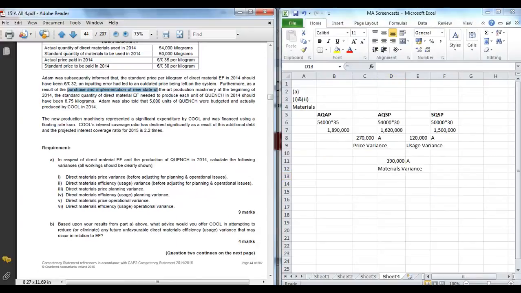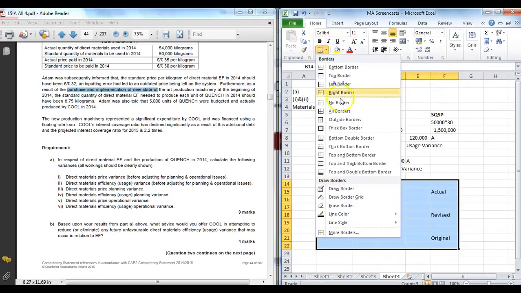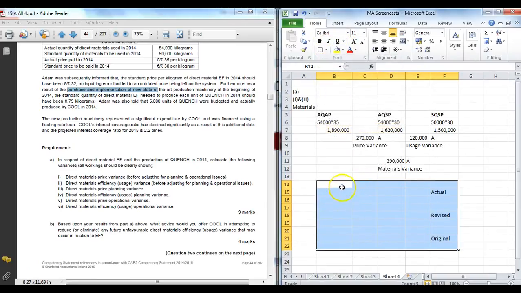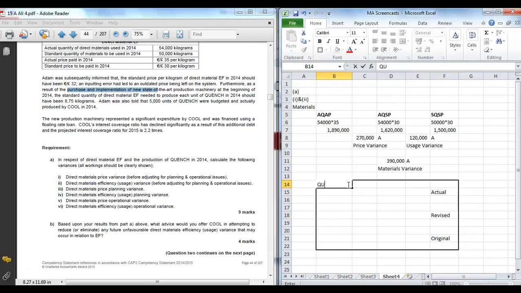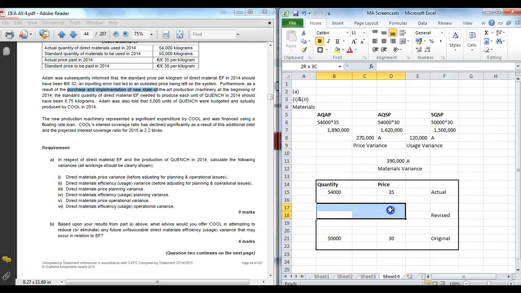So if we go back to the question, we'll try and come up with what was the actual, what are the revised standards, and what are the original. So it's a nice little table like this. I might just put a little square around it, so something like this, to show you know exactly what the information is. So you have quantity and you have price. The actual we know is 54,000 and we know the price is 35. So a lot of the stuff we'll have done already. Likewise, we know the original is 50,000 and the price is 30. What we don't know is what the revised standards are.